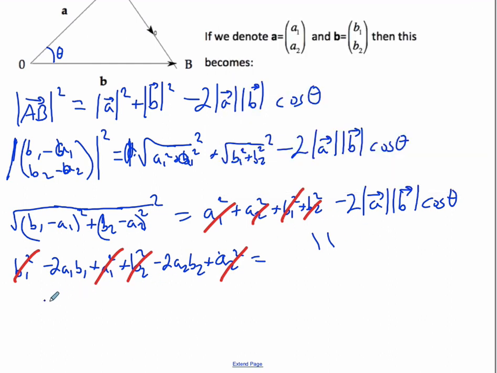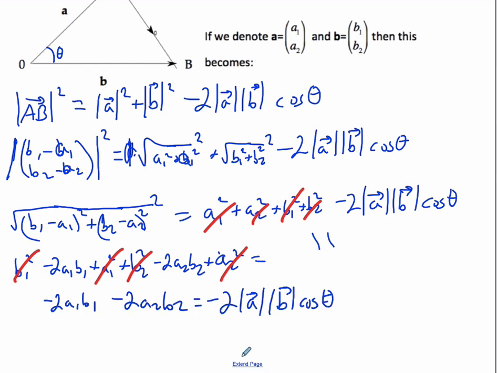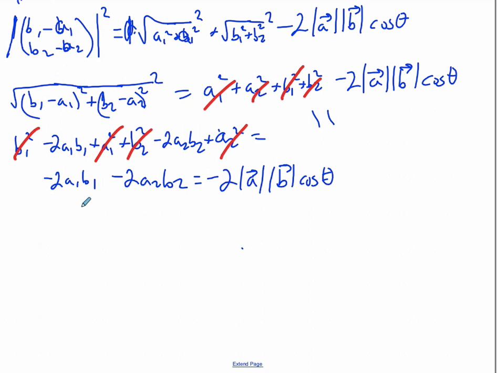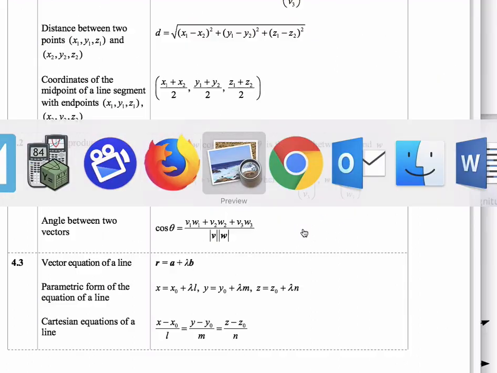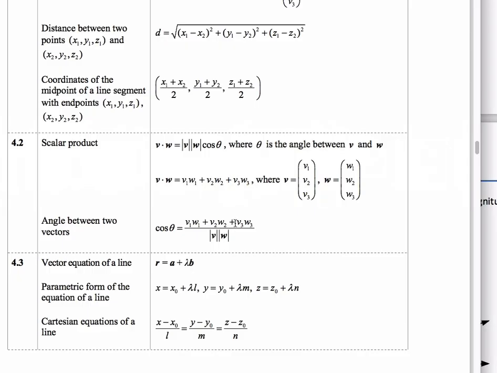Okay, so we're left with negative 2a1 b1 minus 2a2 b2 equals negative 2 times the magnitude of a, magnitude of b, cosine theta. So we divide both sides by 2, and we have a1 b1 plus a2 b2 equals magnitude of a, magnitude of b, cosine theta. Okay, and I believe that's the way one of the formulas looks in the formula booklet. So that's this one here.